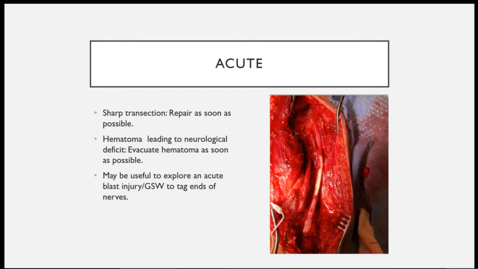And then in the case of a gunshot wound or a blast injury, it might be helpful to explore the wound, understanding that the nerve, even if it is transected, should not be repaired in that setting. But you can go in and tag the ends of the nerve so that when you come back, it's easier to find.